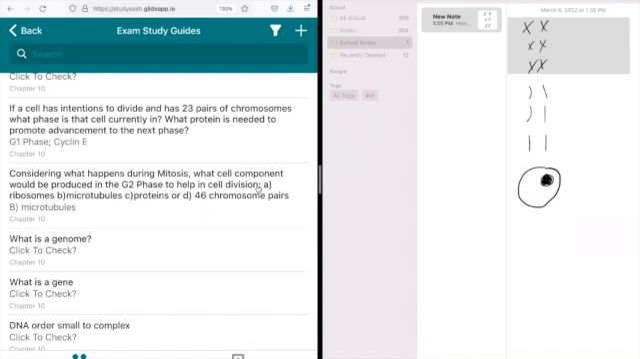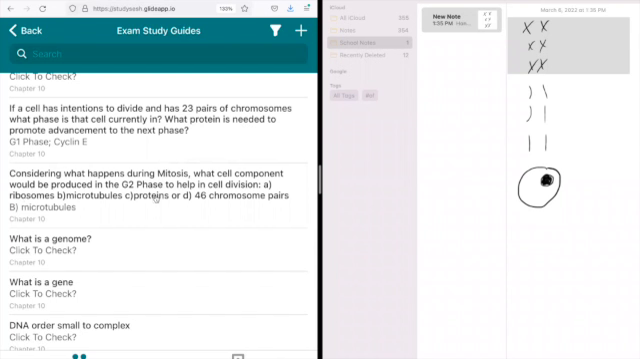46 chromosome pairs. Now, if you think about this, we're talking about the G2 phase here. This is completely wrong because this happens during the S phase. So this is not going to happen during the G2 phase. All right, then we're going to go to the ones that are kind of right.